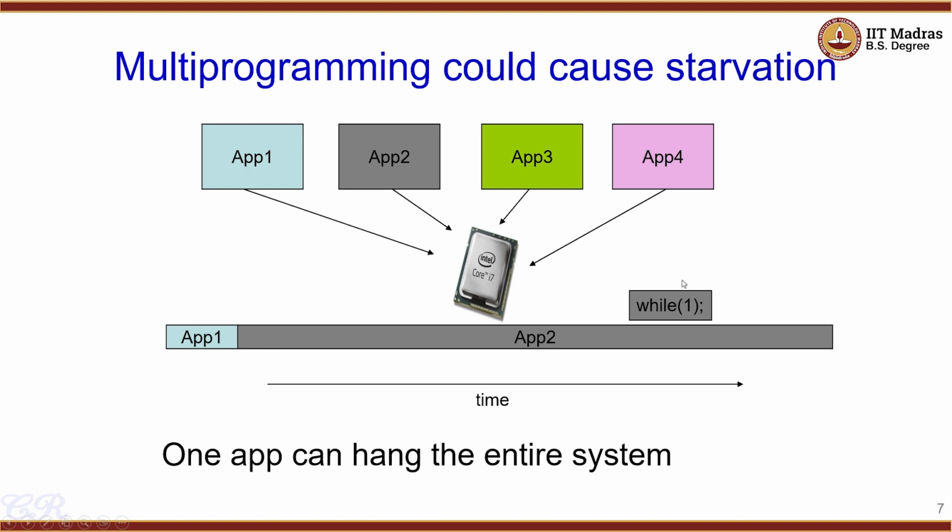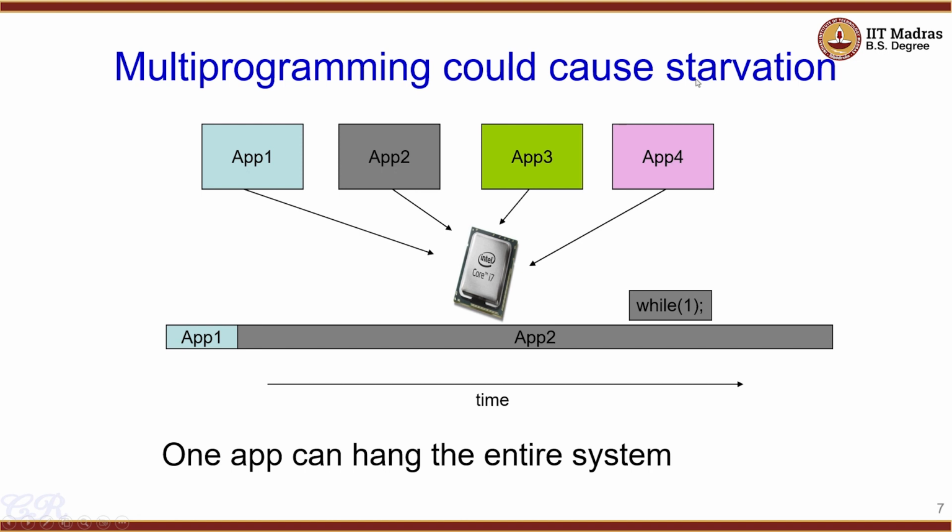So multiprogramming is not always the best. It's not the most optimized solution. It's not the best way to handle the limited amount of CPU resources present on the computer, because we have this one application, app 2, which is hogging the system. In many cases, such a multiprogramming scheme would result in the system getting hung. In other words, we say that multiprogramming could cause starvation.